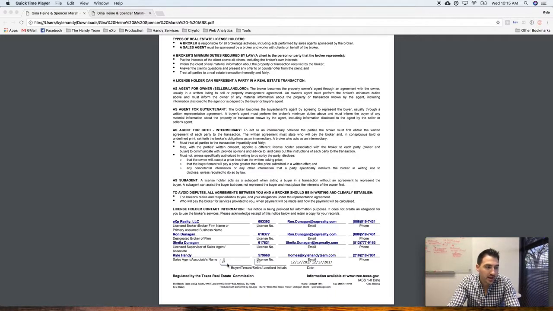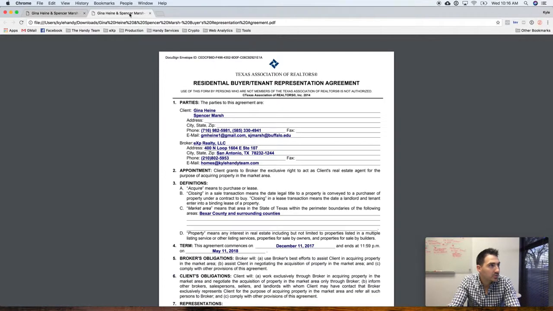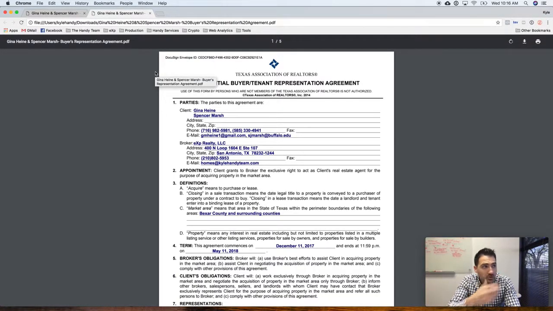You're going to need to have both of your buyers initial the form down below. We have it done through DocuSign, but if you're in person, you can definitely have them hand initial it and then date the form. And that's it. That's your information about brokerage services. Usually that's pretty quick and easy. Then we'll jump over to the buyer's representation agreement.